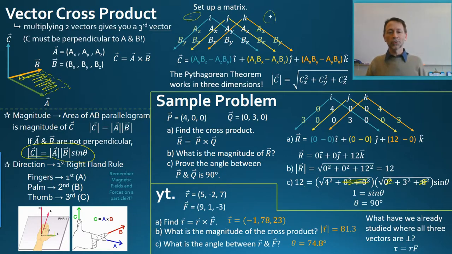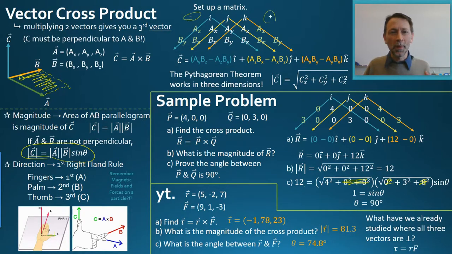So here you go. The torque is going to be negative 1, 78, and 23. The magnitude of the torque is going to be the Pythagorean theorem of those 3 numbers, which gives you 81.3. And then whenever you use the equation with the sine value that we did over here, we get the theta value between the radius and the force to be 74.8 degrees.